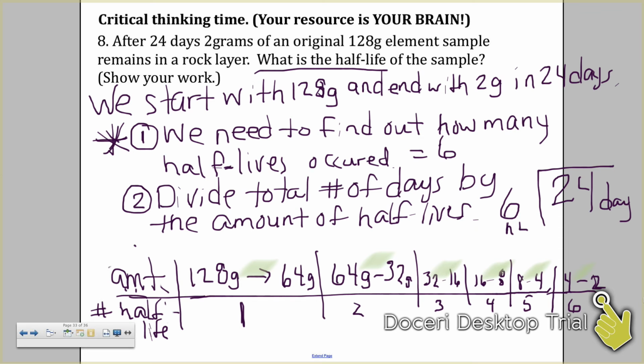When we get that, we get 4. 4 what? Days. What does the 4 days represent? The half-life of the sample. Raise your hand and tell me what does that mean? We say the half-life is 4 days. What does that mean, Drika?